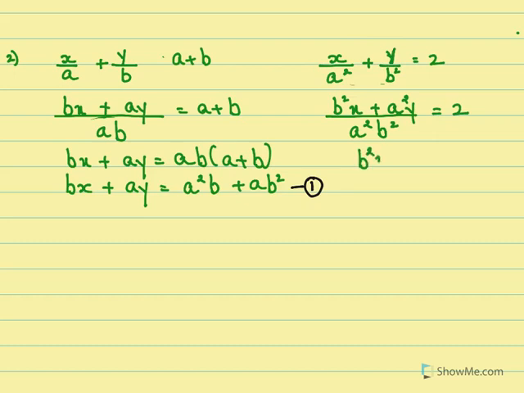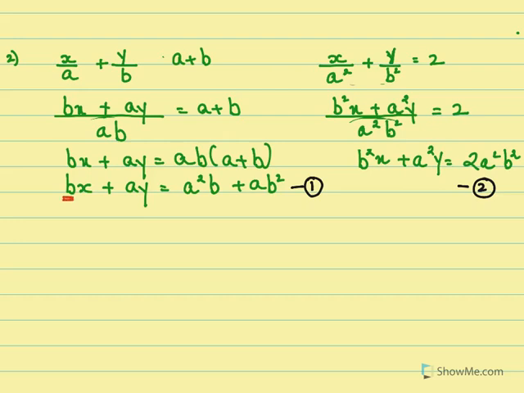Now we cross multiply: b square x plus a square y, and this a square b square will go on the other side, which becomes 2a square b square. This will be my equation 2. Now let's look at the coefficients.